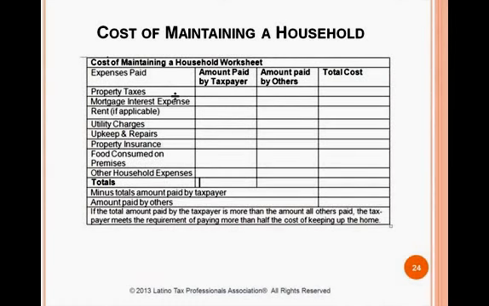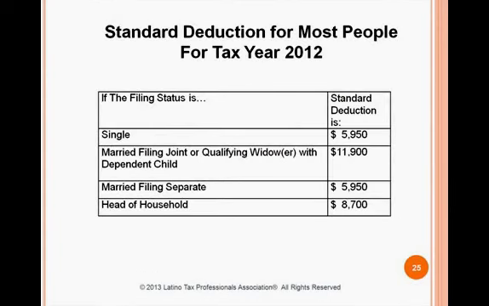So a nice easy chart to use is something like this: cost of maintaining a household. This is what the IRS would require should they want to have you verify that you do provide more than 50% of the support for the child. So here's a breakdown. This chart will show primarily anything and everything that you might be paying for toward a household, and then of course amount paid by the taxpayer versus amount paid by others, and the total cost to make sure that it's more than half of the cost.